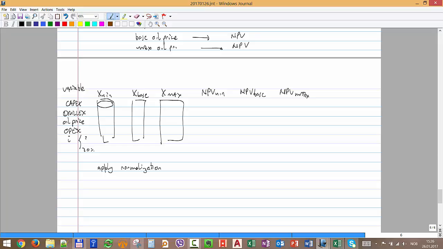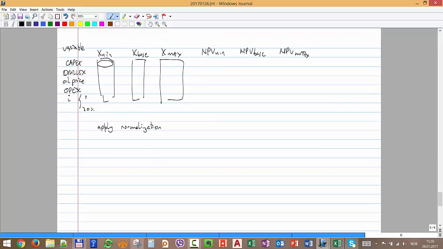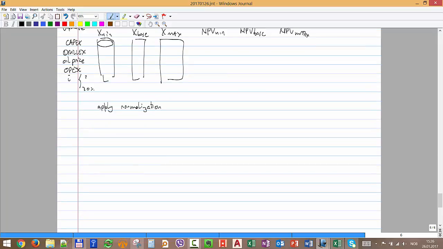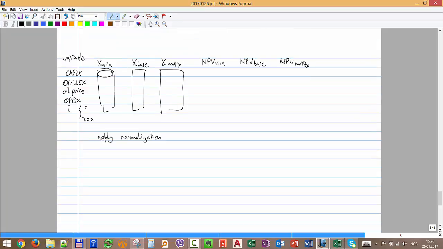So first we say, let's call it here I use this name but I don't like it so much, but let's normalize. X min normalized, X base normalized, and X max normalized.